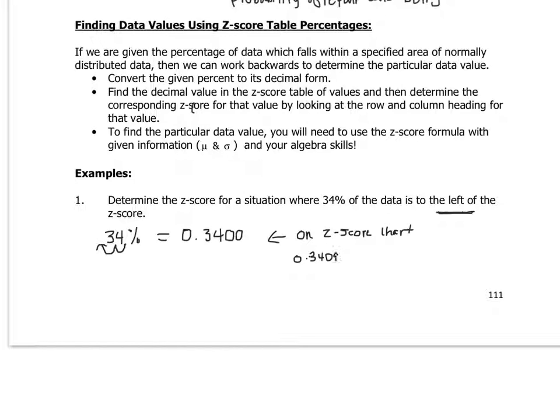Okay, so on the z-score chart, you get 0.3409, which goes with negative 0.41. So that would be your z-score.